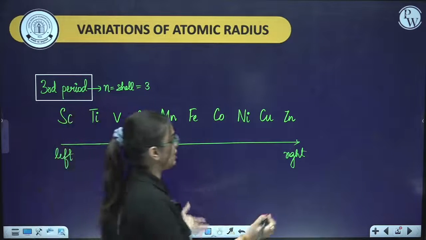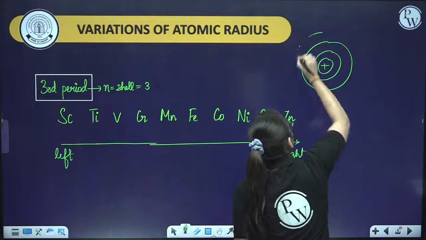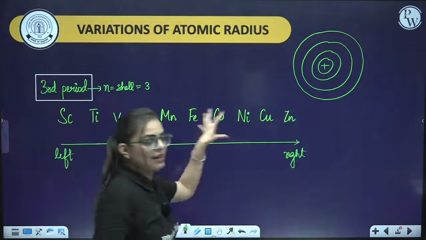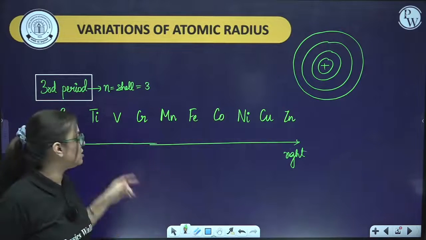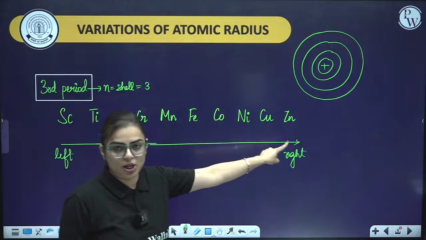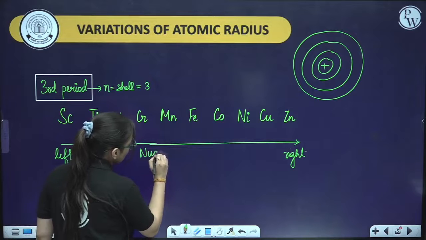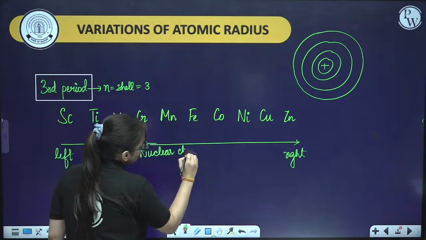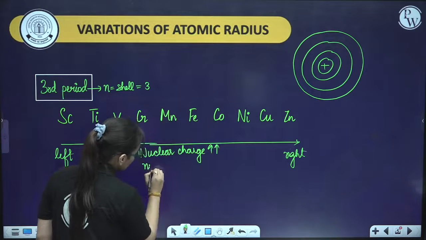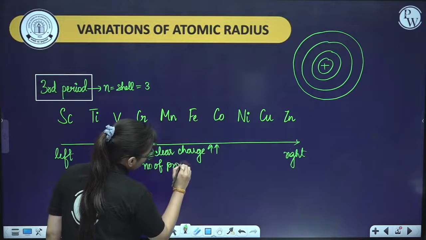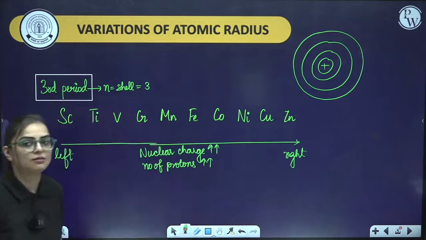Now what is same shell? If someone doesn't know, this is your nucleus, this is your first shell, your second shell, your third shell. The structure will remain same, just the number of protons is going to change. Over here, the number of protons which the nucleus holds will change, right? So what do we observe? That when we move from left to right, our nuclear charge increases. Why does nuclear charge increase? Because the number of protons start to increase.